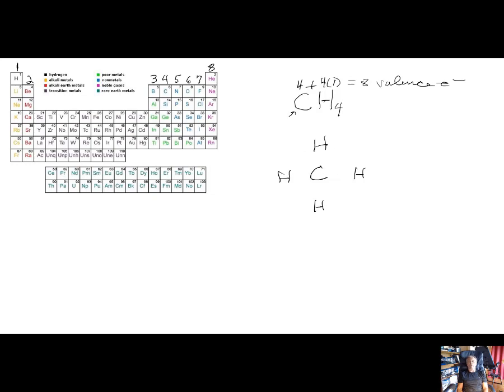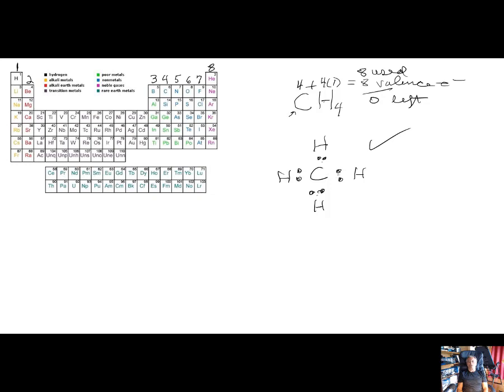Now I'm going to give everybody what they want. Hydrogen only wants 2, but carbon wants 8. We call these Lewis dot structures, so I'm going to make these dots. So I've got 2, 4, 6, 8. I have 8 valence electrons. I used 8 valence electrons. There are 0 left over, and so I'm done.